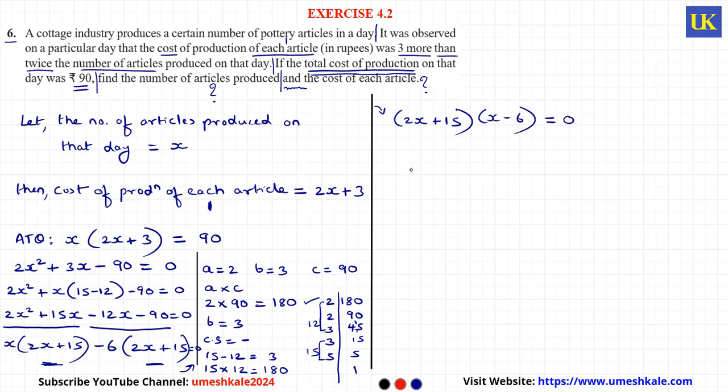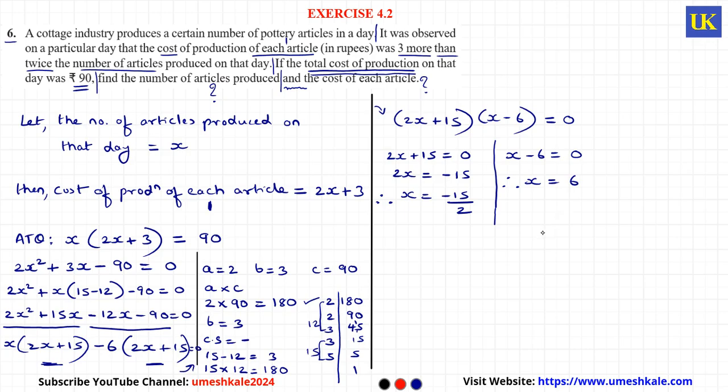So now what we have to do, we have to equate it to 0. So 2x plus 15 is equal to 0. So 15 I will send that side, so it will become minus. So x is equal to minus 15 upon 2. So this is one value of x, and once x minus 6 is equal to 0, and 6 is sent that side, so the value will become 6, because minus 6 will become plus 6.